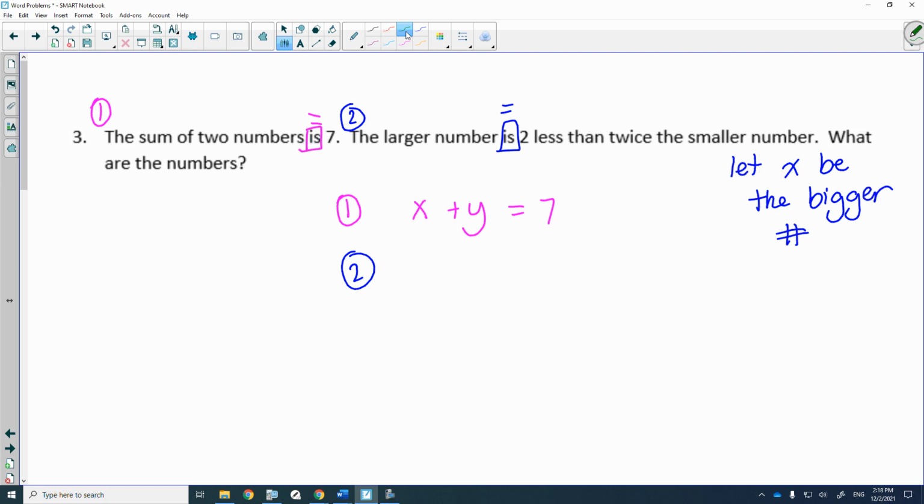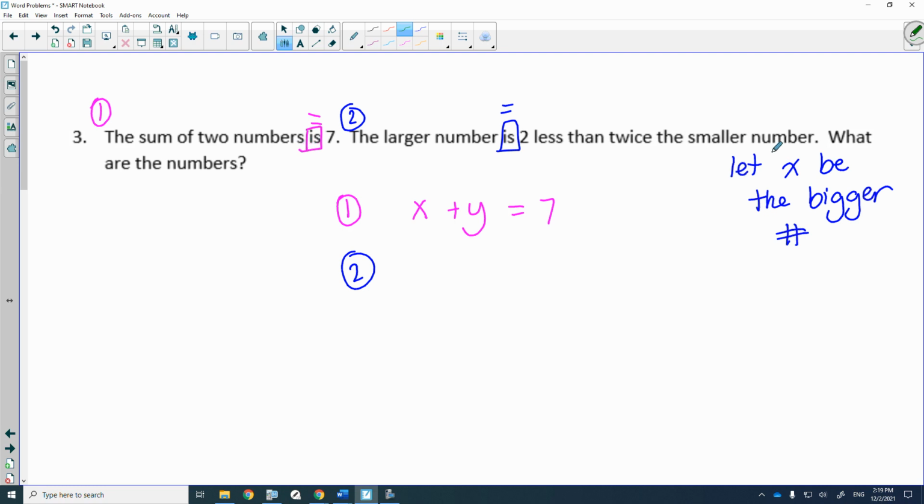Second system, larger is 2 less than twice the smaller. Danny, what do you have? I know what you're doing with that. You're getting something mixed up. Here, Danny, you said 2y. The larger number here, it's just x. So you're switching something. Anybody else want to try the second system?